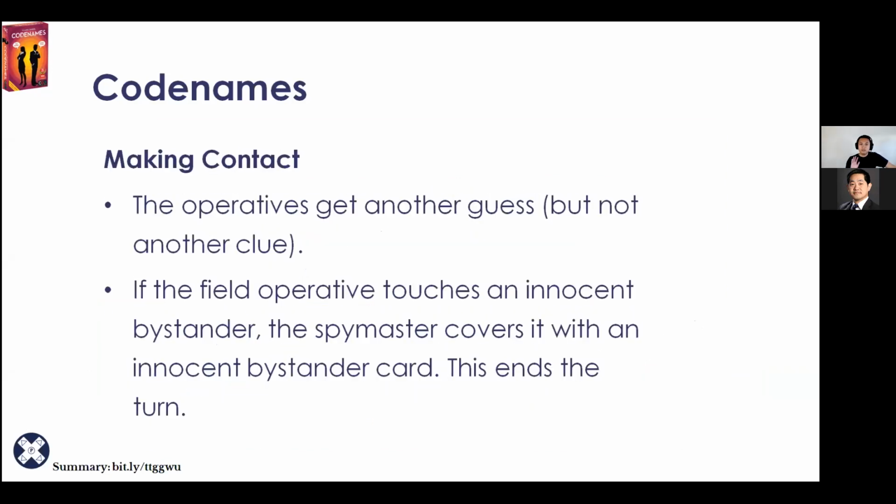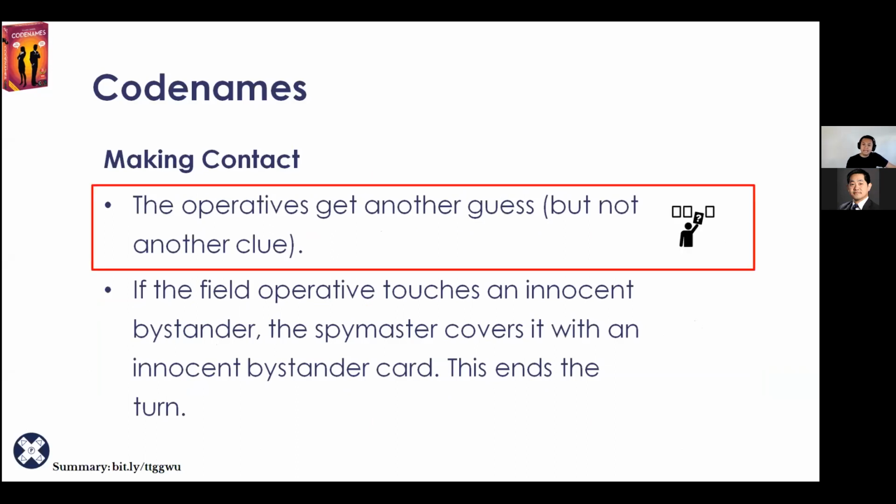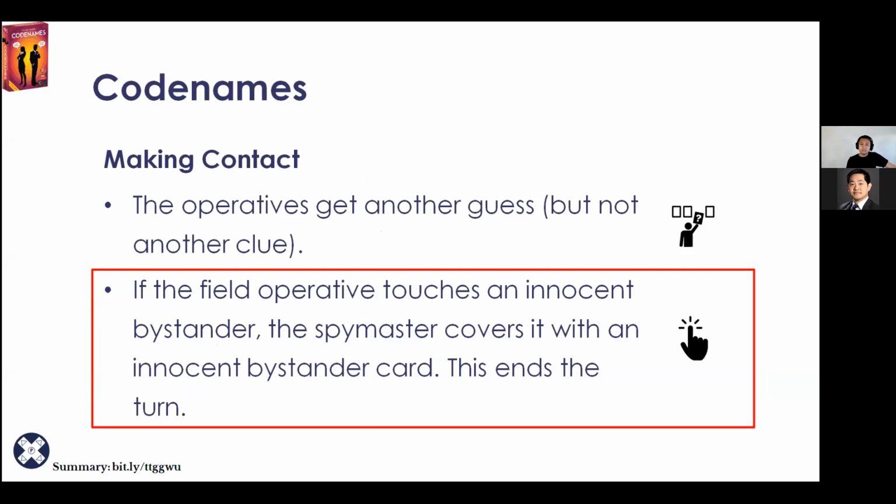Okay, so after they do that, they then get another guess, but not another clue. So again, remember what I said. I said "stab, 2." Stab is the clue, and 2 is the number of cards that it relates to. So operatives can continue to guess, but I will not give them another clue. In this case, if a field operative, the other people on your team, touches an innocent bystander, then the spymaster is going to cover it with an innocent bystander card, and that means your turn ends.